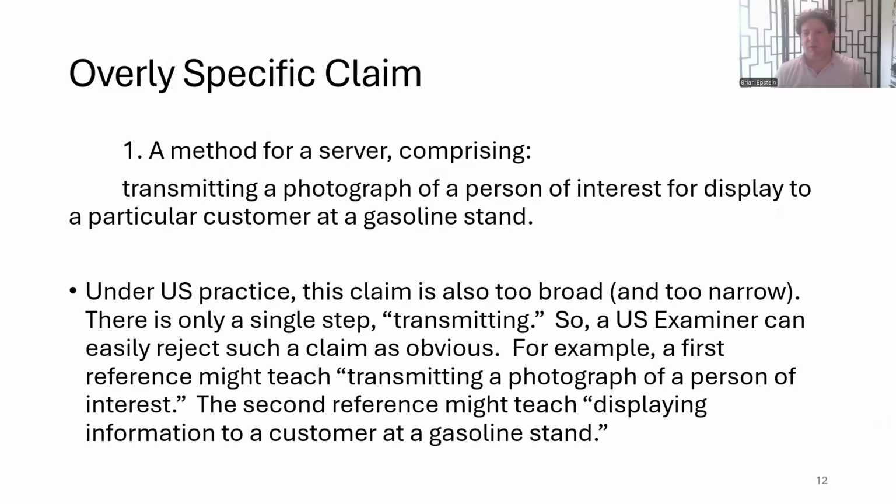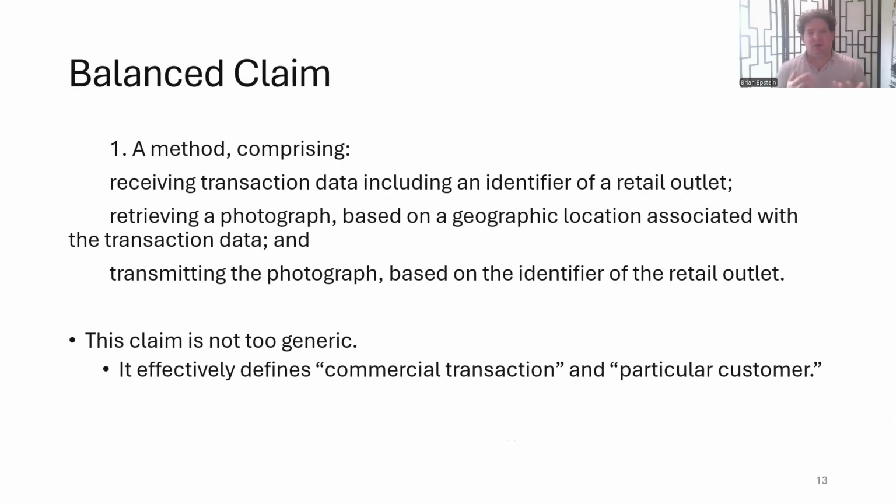So what's a good claim one? What's a balanced claim one? Well, it looks like this. We receive transaction data, including an identifier of a retail outlet. We retrieve a photograph based on a geographic location associated with the transaction data, and then we transmit the photograph based on the identifier of the retail outlet.